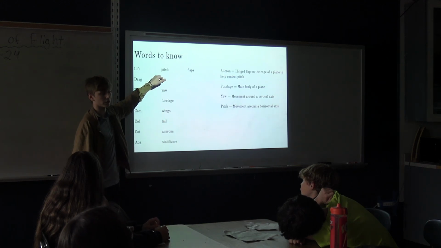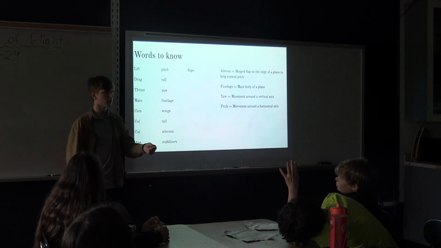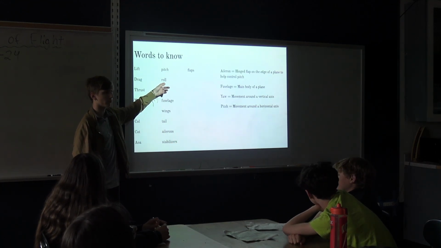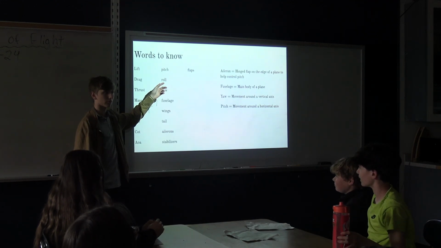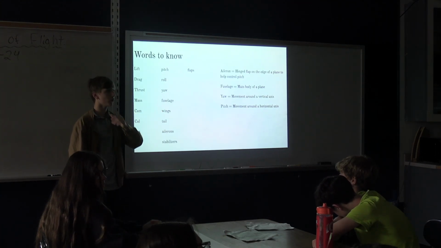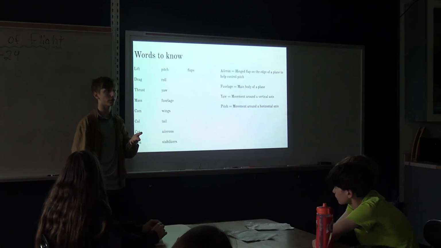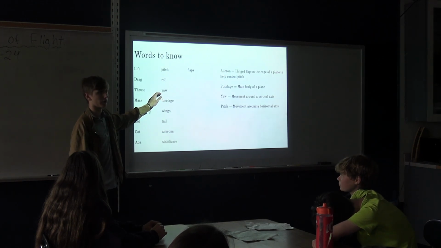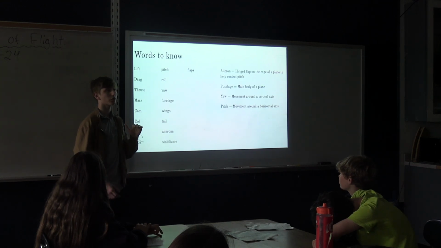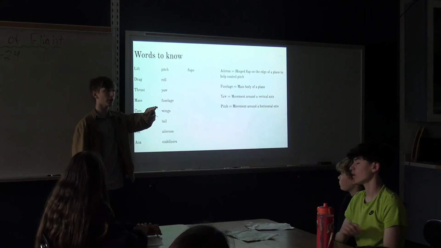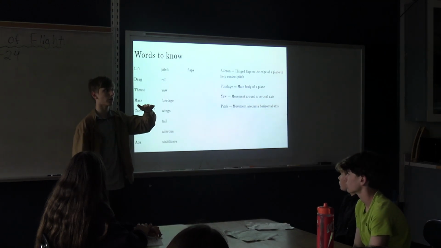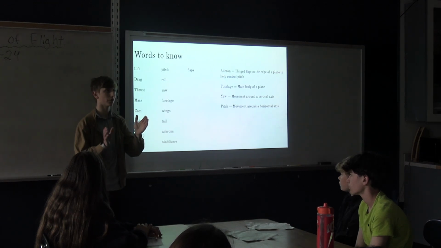Can anybody assume what pitch is? The angle of the nose, how high the nose is. You are correct. Does anybody know what roll is? Roll is how far your wings are rolled to one side versus the other. Does anyone know what yaw is? It's the third axis of flight, where roll is this way, yaw is this way, and pitch is this way. Yaw is your horizontal movement from side to side.